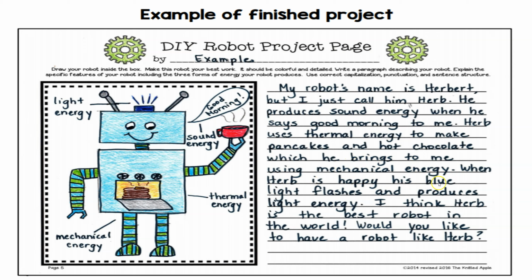When Herb is happy, his blue light flashes and produces light energy. So it's showing why that's light energy, because there's flashing of blue light. I think Herb is the best robot in the world. Would you like to have a robot like Herb?